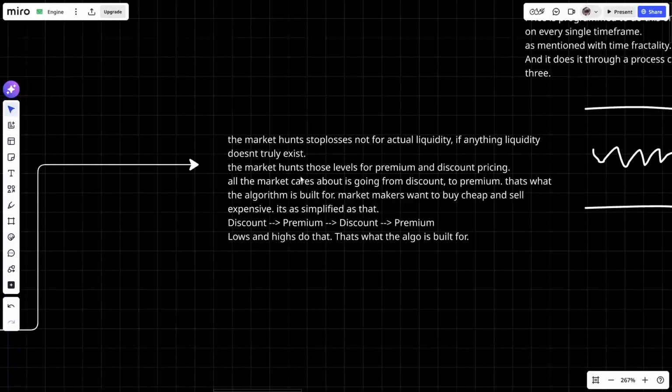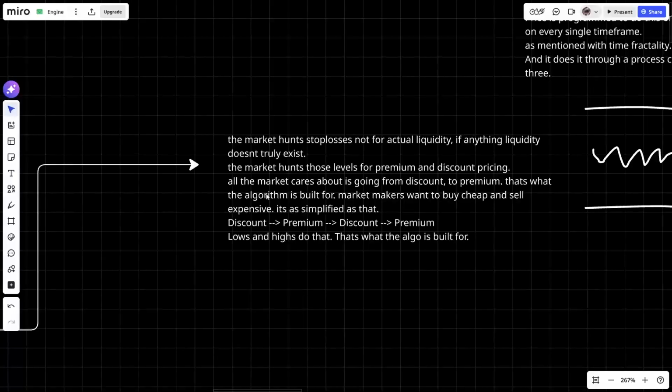The market doesn't actually care about your money. The market is run algorithmically. When we say algorithmically, it means that no matter how much you buy and sell, it doesn't actually move the markets. It means it's designed to do a specific job, and that's literally only what it does. The market hunts those levels for premium and discount pricing, not to take you out. The market does not care about you. The market does not care about your stop loss.